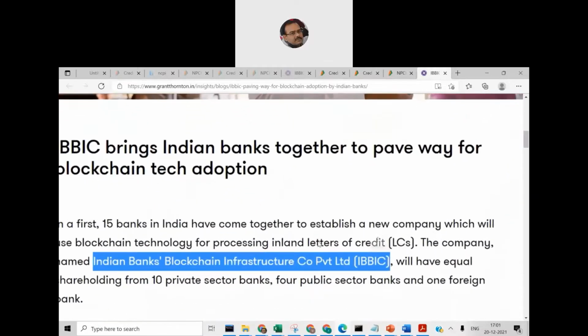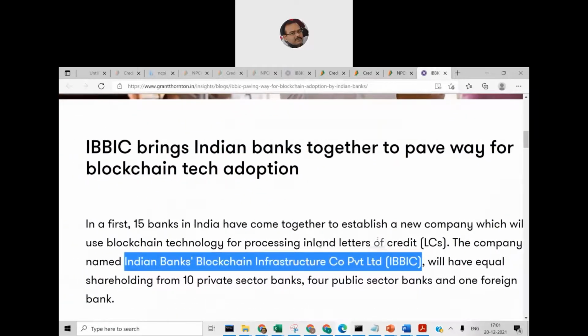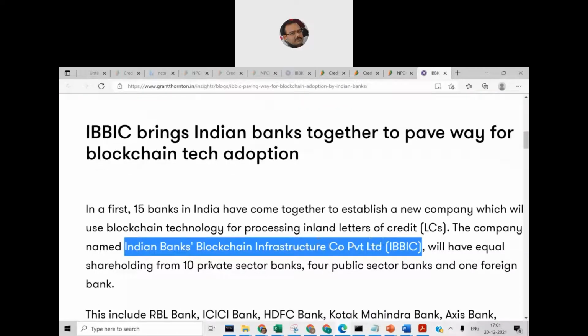So this is a newly set up venture wherein many private and public sector banks who want to utilize blockchain technology for safeguarding the customer's money have now come together. And if you look at the next line, 10 private sector banks, 4 public sector banks, and 1 foreign bank are now part of this amalgamation or consortium, what we call IBBIC. And they are all processing the inland letter of credit for each other. So they all recognize each other.